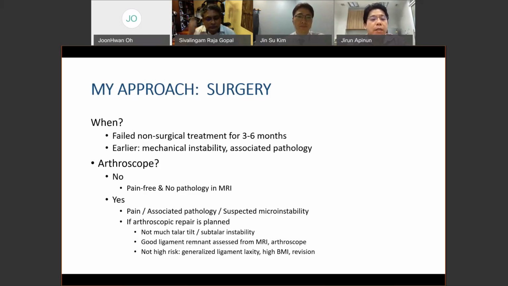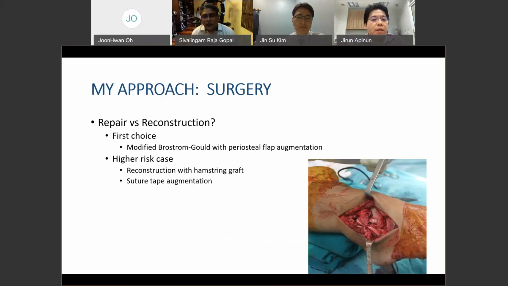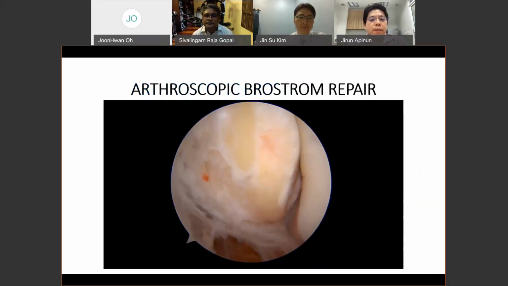Okay, next slide, please. And for the repair or reconstruction, my first choice is still the modified Broström-Gould with the periosteal flap augmentation. However, in a higher risk case, I consider the reconstruction with hamstring graft or augment it with the suture tape. Next slide, please. Okay, this is the video of my arthroscopic Broström repair. Could you please play the video, please?